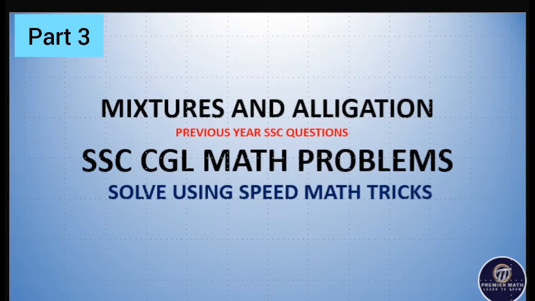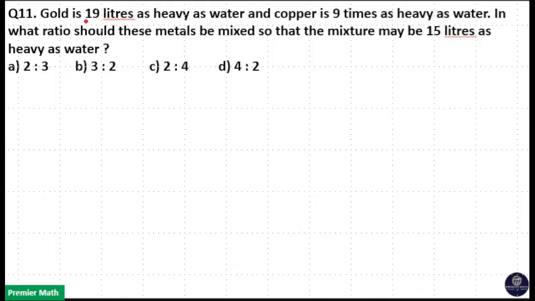Our first question is, gold is 19 times as heavy as water and copper is 9 times as heavy as water. In what ratio should these metals be mixed so that the mixture may be 15 times as heavy as water? This is a direct alligation question. Gold is 19 times as heavy as water and copper is 9 times as heavy as water. A mixture of gold and copper becomes 15 times as heavy as water.